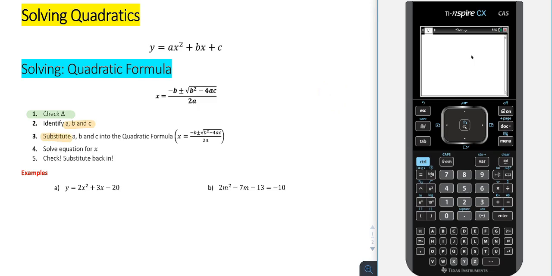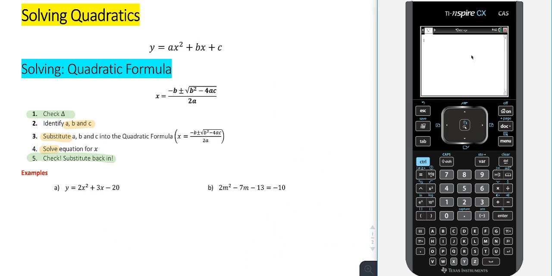Substitute those values into the formula. So I've got the formula written there. So substitute it into this formula and then solve the equation for x. So just simplify this all down. You can check it by substituting it back into your original equation and you should get out 0.